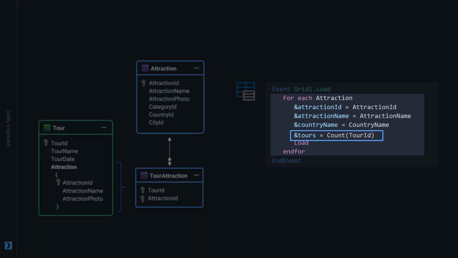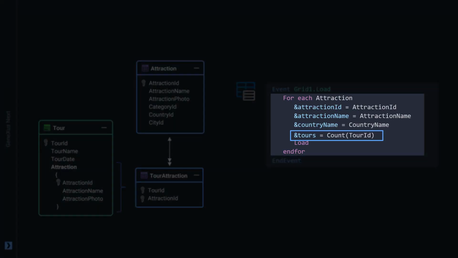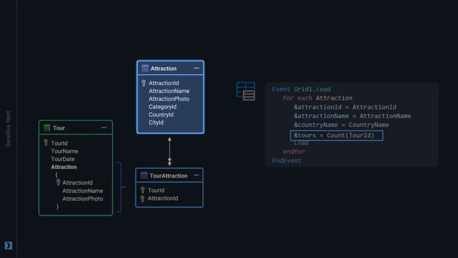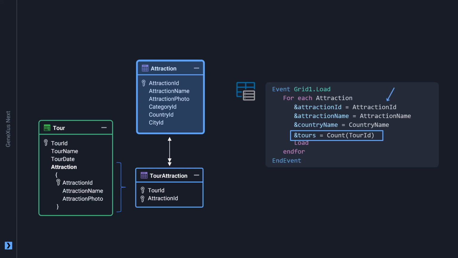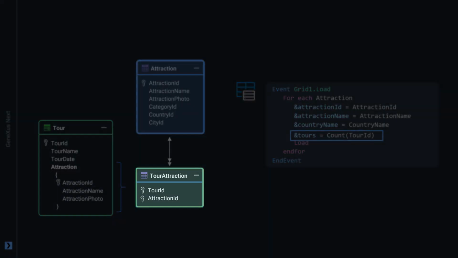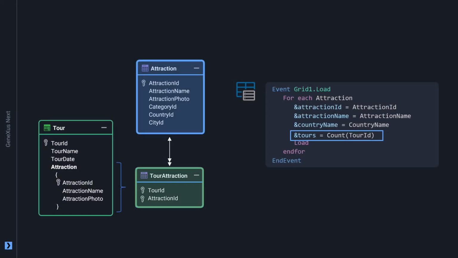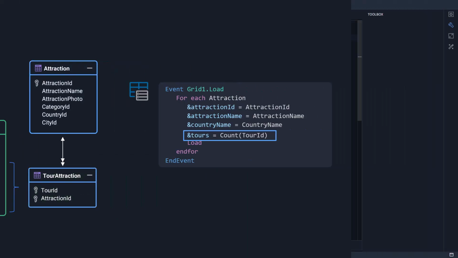Since this count formula is inside a for each that navigates the attraction table, each iteration has a specific attraction id. Then, since the formula will have to navigate the tour attraction table, it works as an automatic filter for its navigation, and that's why the join is being performed inside it.